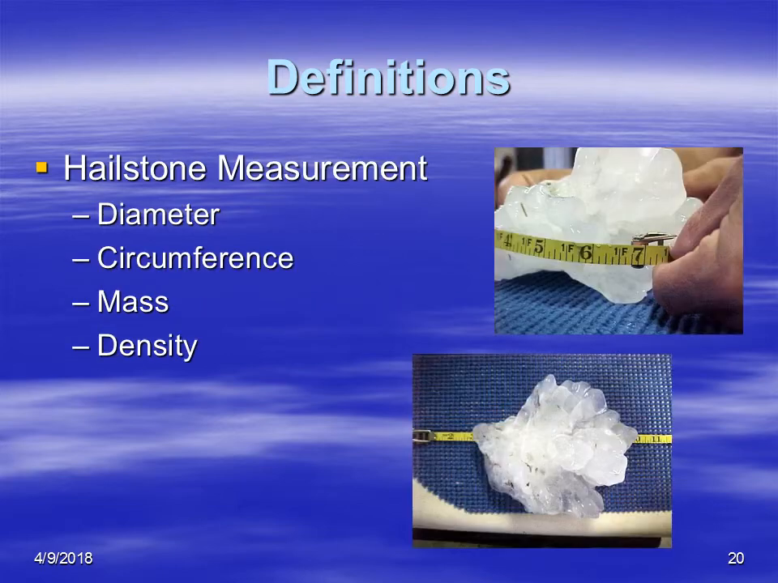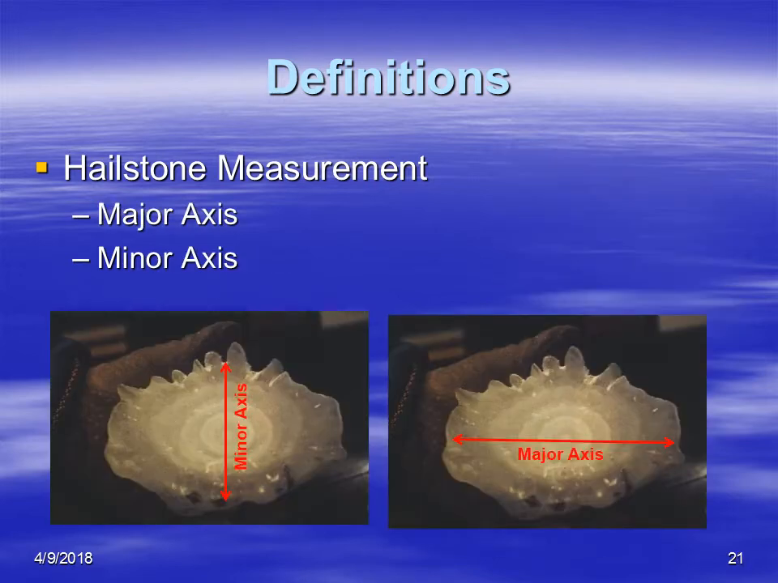Usually when we measure hailstones, we measure a number of parameters: the diameter, the circumference, the mass, and the density. When you're measuring the diameter, it's kind of difficult because hail may not necessarily be spherical. So as a result, we measure the biggest diameter and the smallest diameter. The biggest diameter we call the major axis, and the smallest diameter is the minor axis.